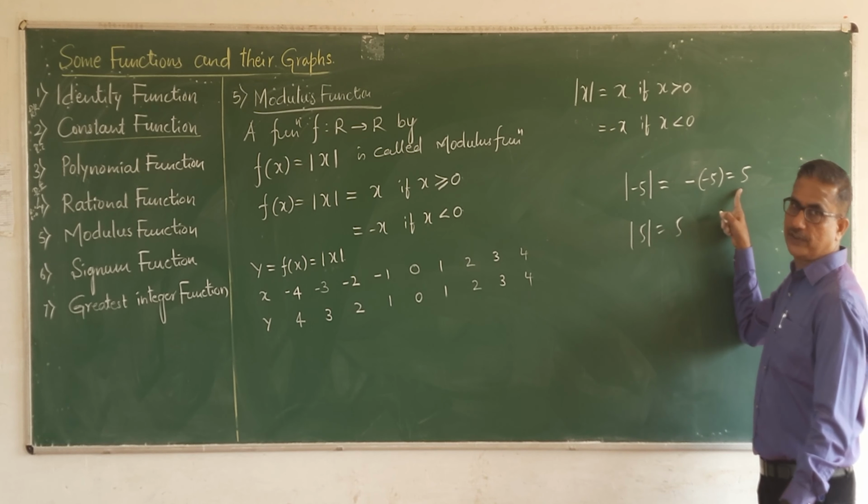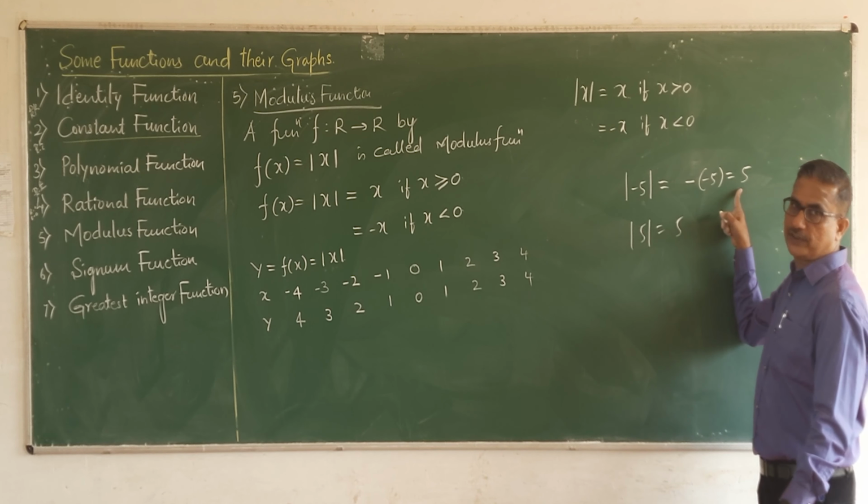Modulus of positive value is positive itself. Okay, now these are the points. Now locate those points in x and y axis. Okay, now here the graph of the modulus function. The graph shows like this: x and y axis. This is x axis. This is y axis. This is negative direction of y axis. This is negative direction of x axis.